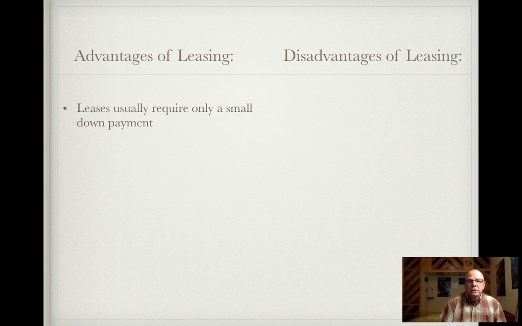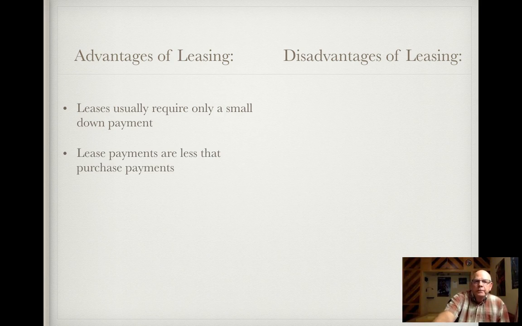Okay. So, advantages of leasing compared to disadvantages of leasing. The advantage of leasing is, yes, the payment. The down payment usually is much smaller. It kind of depends on your credit, though. Again, I just bought a car and didn't put anything down on it, and there's reasons for that, which I'll explain in a little bit. But a lease typically has a smaller down payment than a purchase.